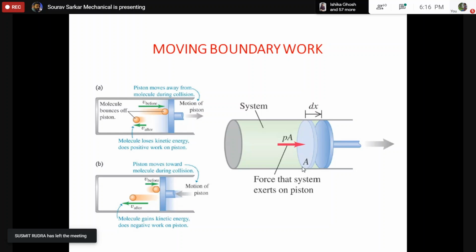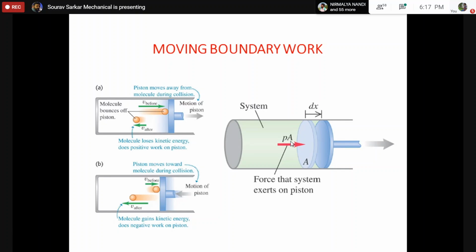You understood? Because I told you that work means motion associated with a force. So what is the force? It is basically the pressure and the area. Pressure is force per unit area. So if you multiply pressure with the area, you will get the force. And if we multiply this pressure into area into the displacement, you will get the total work done.